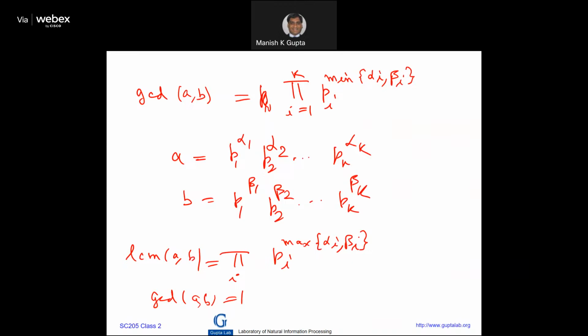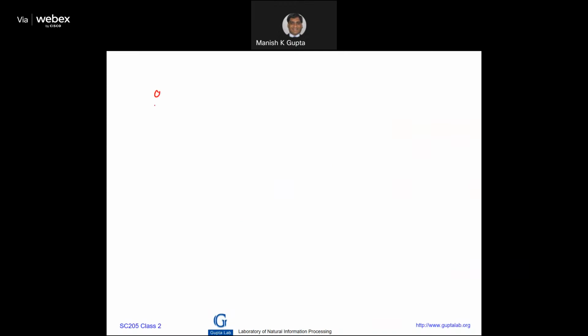Now, there is one interesting result. If a and b are integers, then there exist integers s and t such that GCD of a and b can be written as s times a plus t times b. There exist integers s and t. So GCD of two numbers a and b can always be written as a linear combination of these.